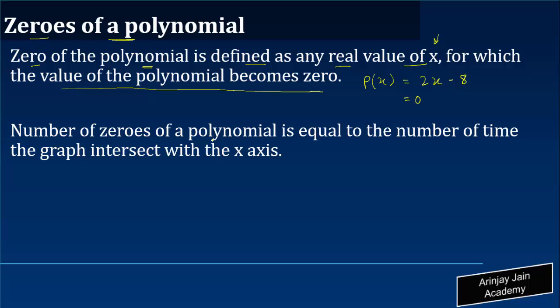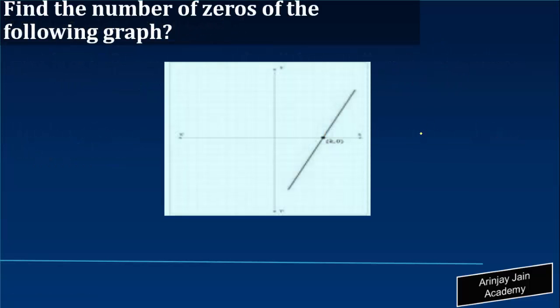And if you look at it geometrically, the number of zeros of a polynomial is equal to the number of times the graph intersects the x-axis. So let's say, for example, we draw a graph of anything. Let's say we've drawn this graph. I know in terms of clarity it's a little bit blurred, but let's say this is the x-axis, this is the y-axis, and this line basically represents the graph of a particular polynomial.